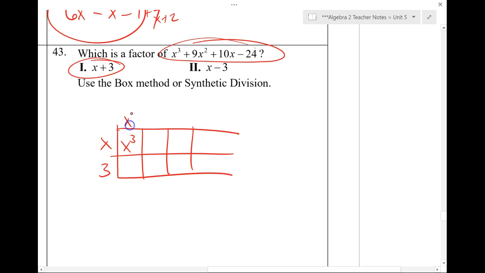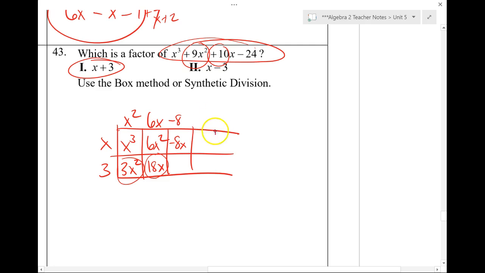Then the number up here is going to be x squared, because x times x squared is x to the third. Then 3 times x squared gives 3x squared here. Then what plus 3x squared equals 9x squared? Well, that's going to be 6x squared. And then x times 6x is 6x squared. Then 6x times 3 is 18x. Then what plus 18x equals 10x? Well, that'd be minus 8x. So then x times negative 8 is negative 8x.